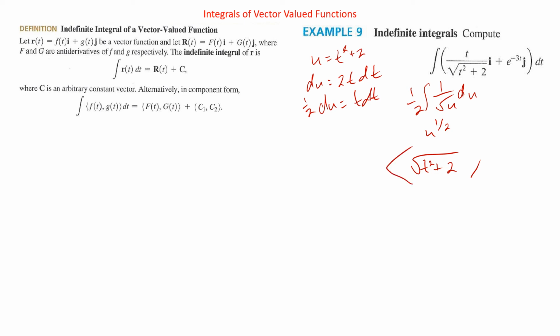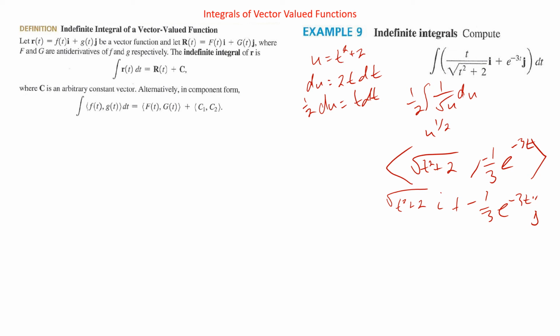So that's the x component. The y component is e to the negative 3t. Well, that's going to be e to the negative 3t divided by negative 3, so negative 1/3 e to the negative 3t. And so that's the component. We could change this to i and j. We have root t squared plus 2 i, plus or minus 1/3 e to the negative 3t j.